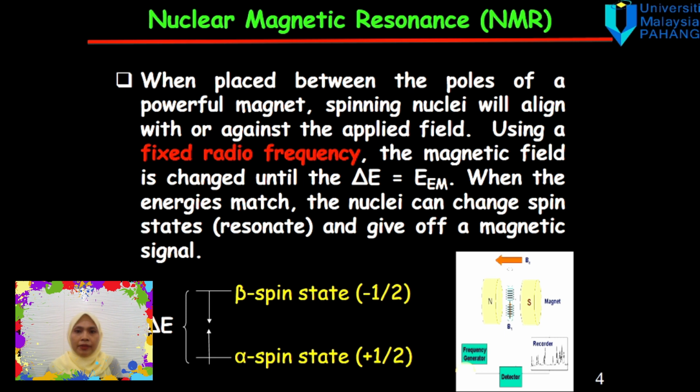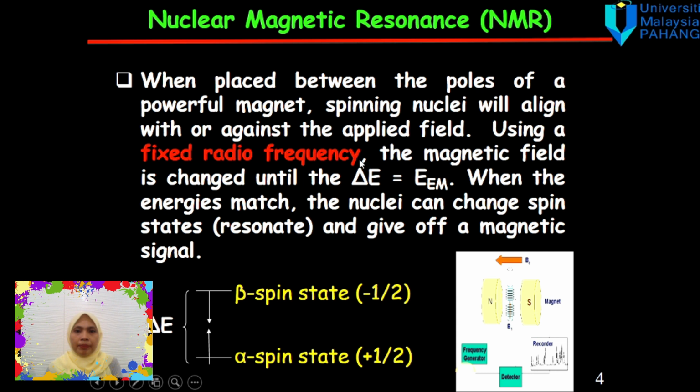To get the spin flip, the atom has to absorb enough energy. The energy can be absorbed in two ways. First, we fix the radio frequency of the instrument, and we adjust or change the magnetic field until the atom has enough energy equal to delta E. When there is enough delta E, they can spin flip and resonate, so the signal will be detected.